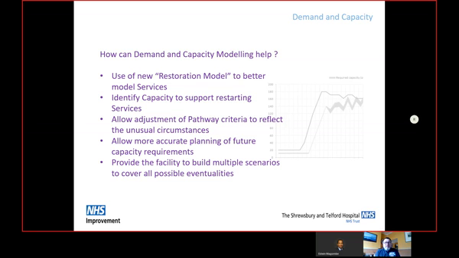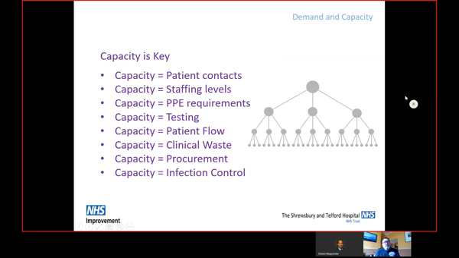So if we had an unknown in the demand, we had to look elsewhere as to what we could do. That therefore meant that capacity became the main focus. How many people could we treat safely and in accordance with all the considerations I've mentioned earlier? So with that in mind, we focused on capacity. How could we use the capacity to inform the other processes across the trust?